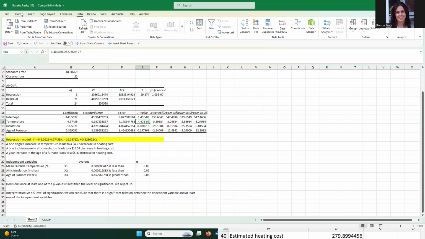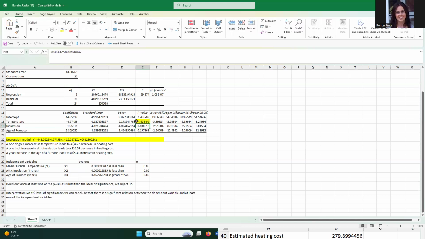And then I'm going to go ahead and highlight this one, and I'm going to highlight this one, because what we're going to notice is both of these are going to be less than 0.5. What we're going to notice is age of furnace is above 0.5. That is our level of significance. So age of furnace is not going to be a predictor for our heating cost.